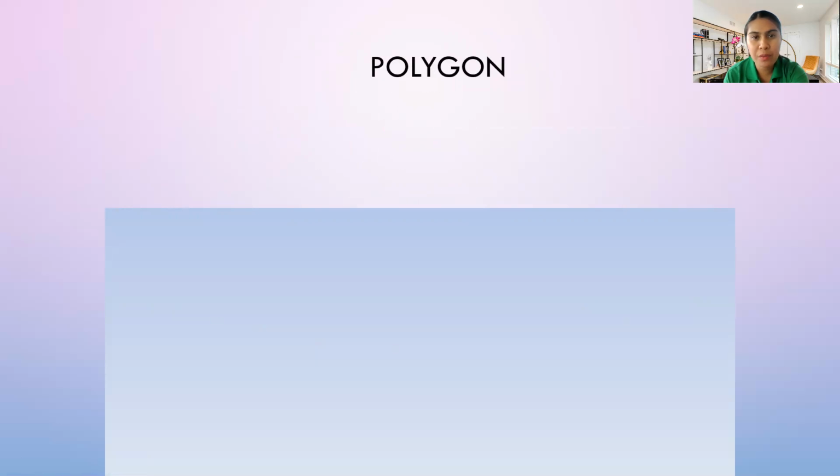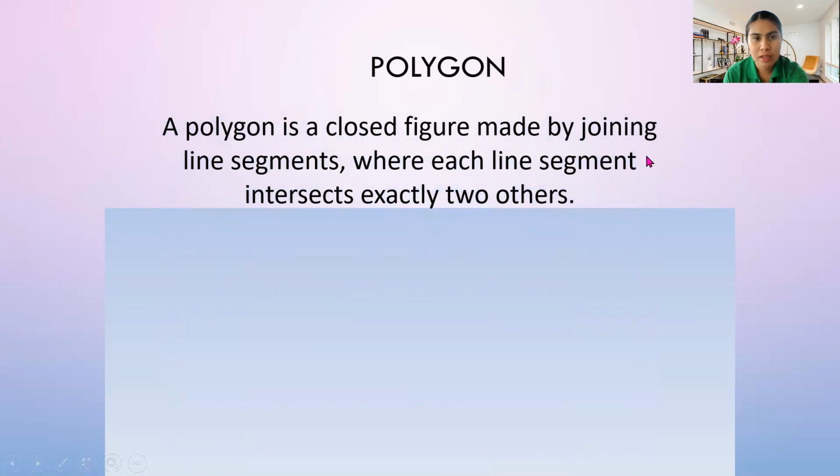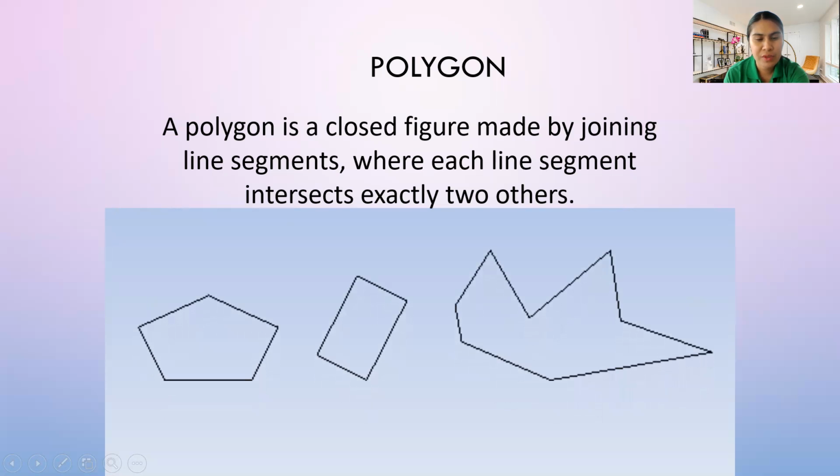Now we have polygon. A polygon is a closed figure made by joining line segments, where each line segment intersects exactly two others. We have here an example of a polygon.